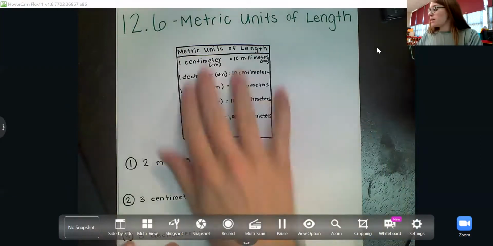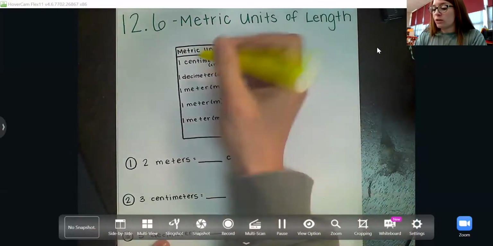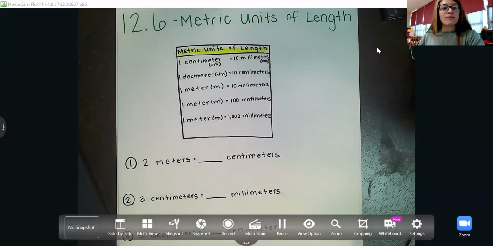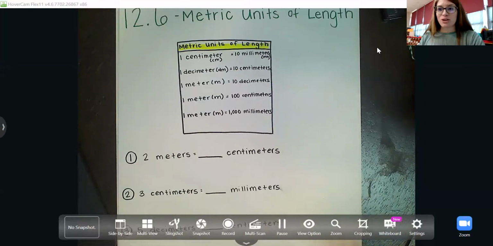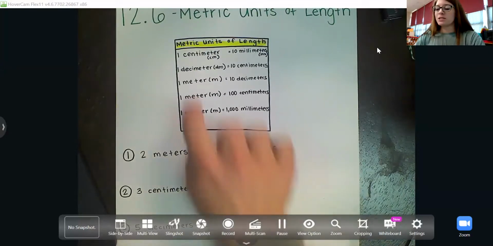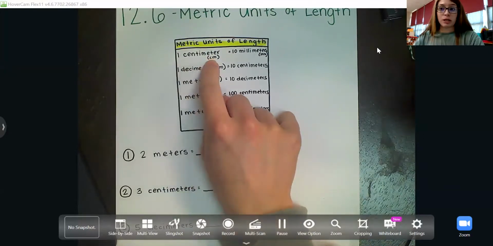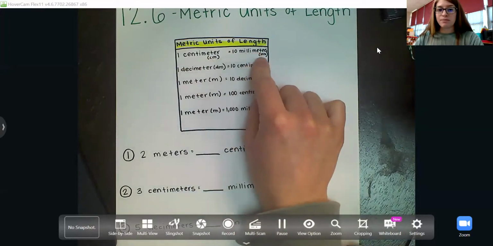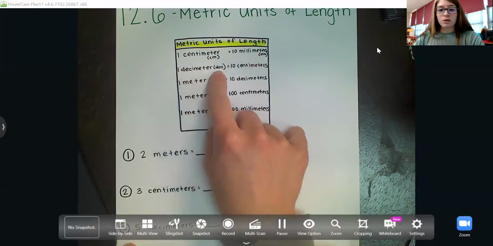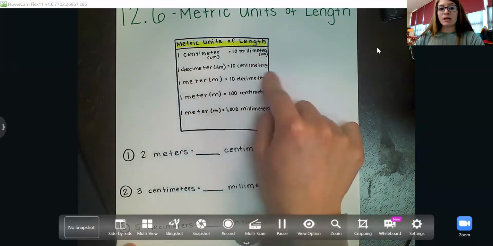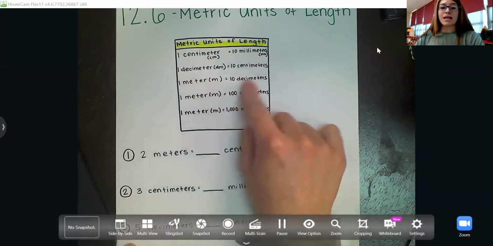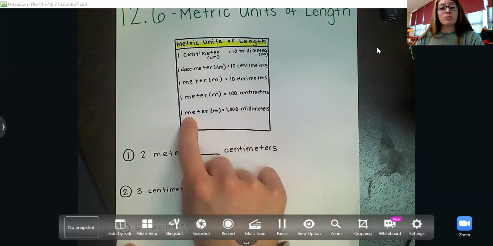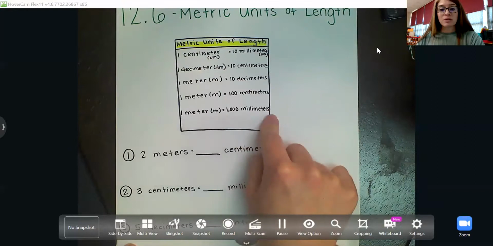Make sure that you either pause this so you can write it down or take a picture of it so you can have it with you as a reference tool. We've got 1 centimeter, which we can abbreviate as cm, equals 10 millimeters, or mm. 1 decimeter, or dm, equals 10 centimeters. 1 meter, m, equals 10 decimeters. 1 meter also equals 100 centimeters, and 1 meter equals 1,000 millimeters as well.